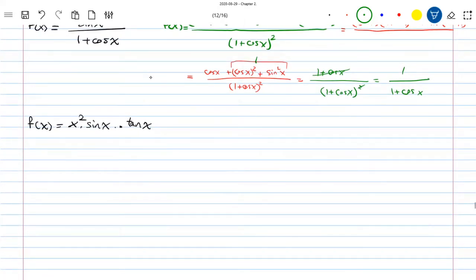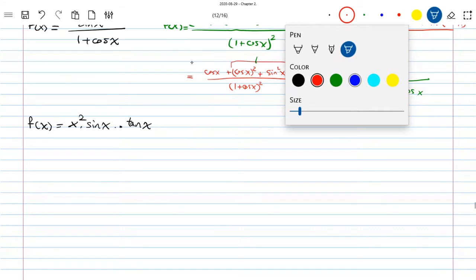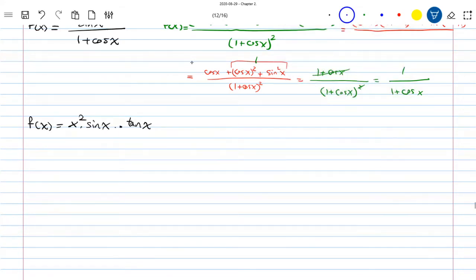How about if I have 3 functions multiplied by each other? What would be the difference? Let me choose a different color. Okay, so now what you have is 3 functions multiplied by each other. But we didn't learn product rule for 3. What we learned was product rule only for 2. So I'm going to consider these two as one function, and x squared is another function. What I have is x squared times another one. I'm going to write product rule for that.